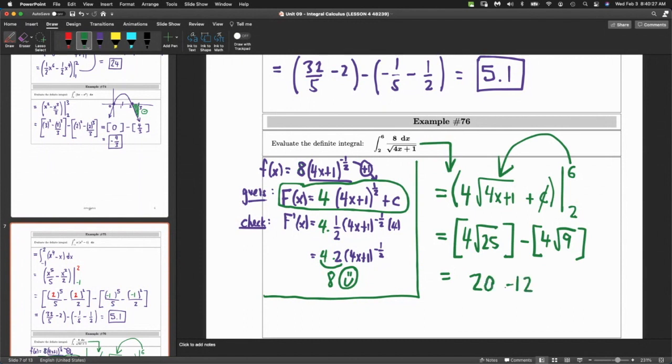Can someone confirm that they got the same answer? Anybody else get 8? Awesome. Perfect squares. Yeah, we got lucky.